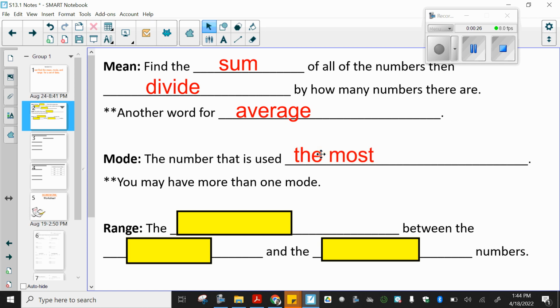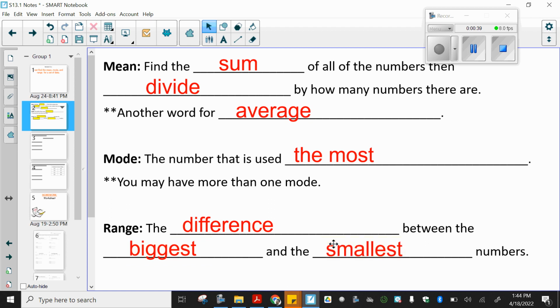Mode, the number that is used the most. The mode's literally just, we're going to count them. And whatever number or numbers are used the most, that's it. You may have more than one mode. Here's our warning out here. And the range is simple. It's the difference between the biggest and the smallest numbers. And remember, difference means subtraction.